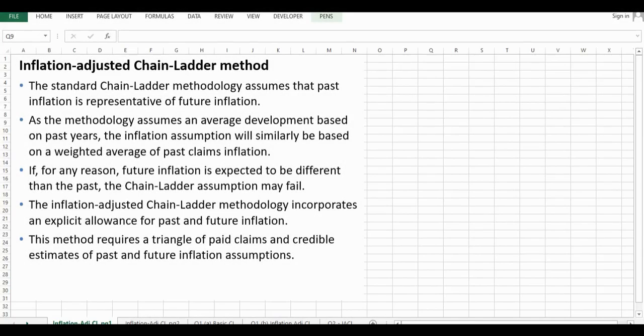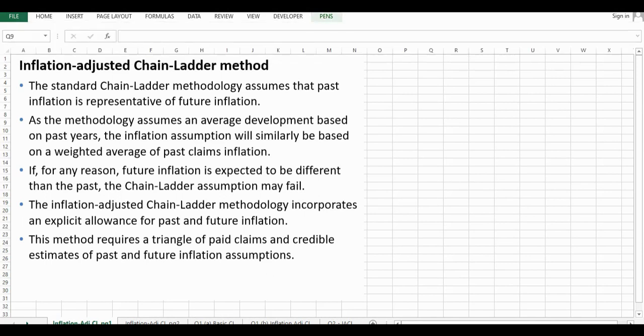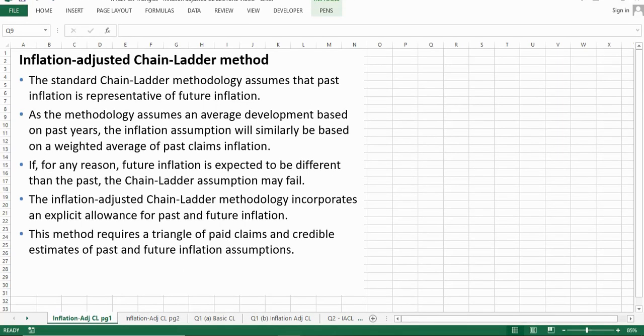Hello everyone. This is a lecture video which pertains to the second part of the section relating to the chain ladder method. As we have seen last time, the standard chain ladder method assumes that past inflation is representative of future inflation. So it is assuming that future inflation may be correctly represented by past inflation rates.